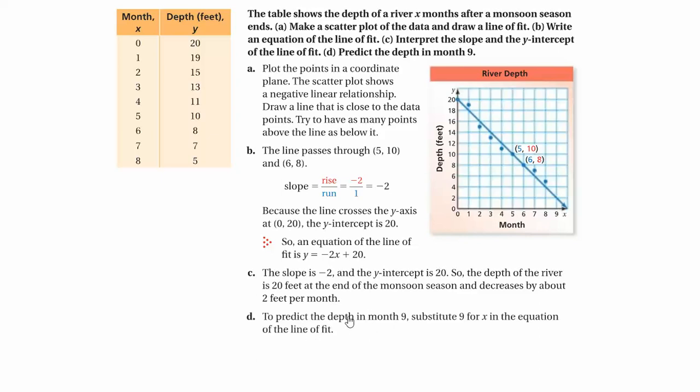To predict the depth in month 9, substitute 9 in for x. X is your month. Remember, you can look over here. So your month is x. So you put month 9 in there. So it's negative 18 plus 20. And you should get 2 feet. The depth in month 9 should be about 2 feet.